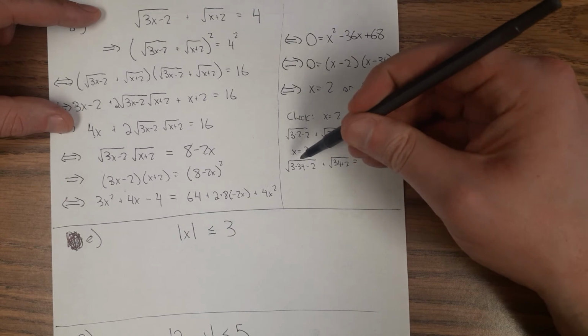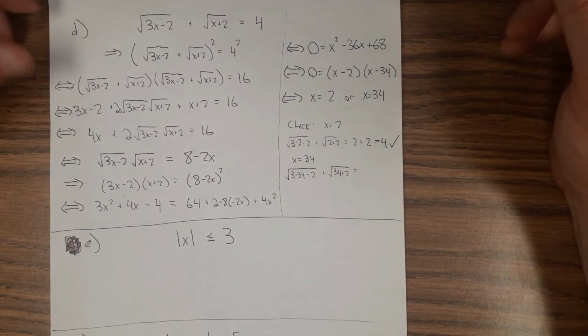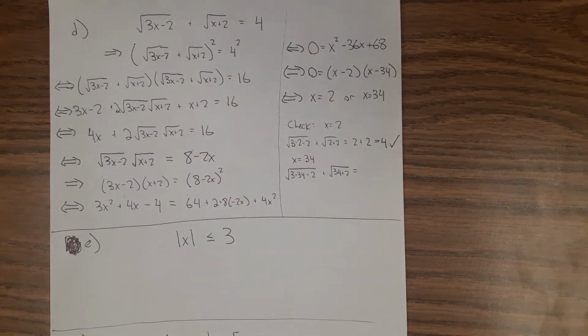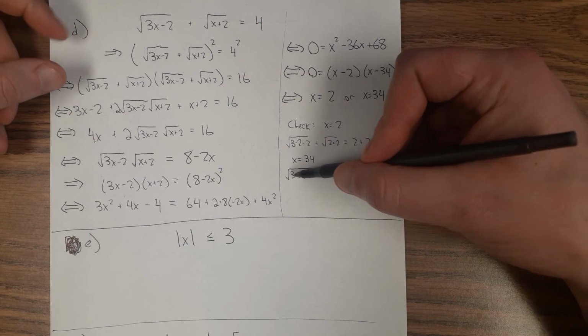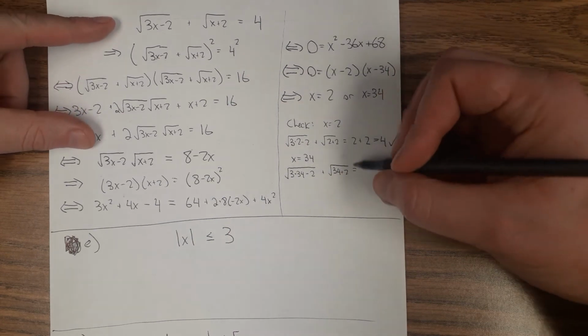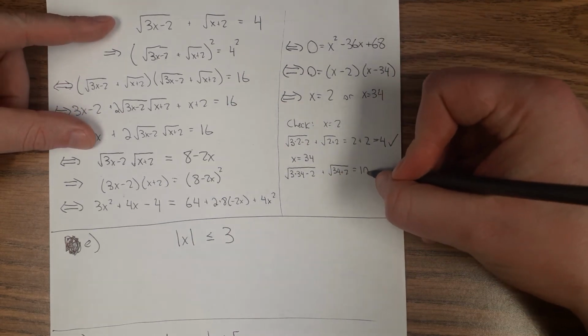Well, the numbers are big, but 3 times 34 is 102. Yeah, it's 102. And so then I subtract 2 and I get 100, and the square root of that is 10. That wasn't so painful.